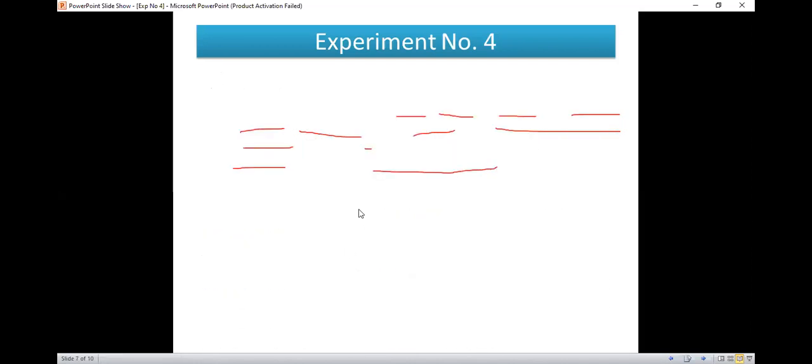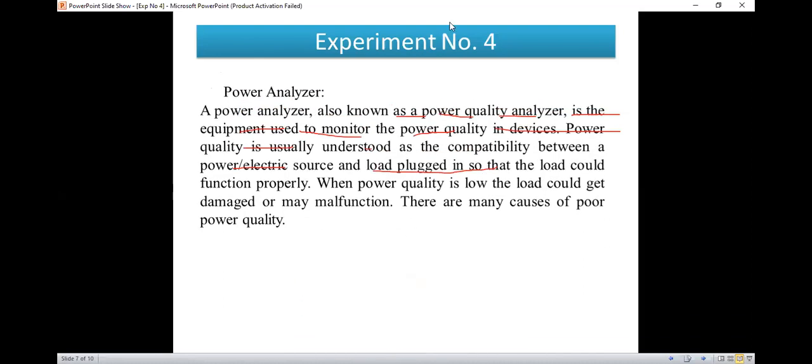Now the next equipment is the power analyzer. Recently, power quality has become the main factor in a power system. Power quality is a very important factor in a power system, because within a small fraction of change in the power quality, or quality of power, there is a huge loss of production equipment or of the industry.